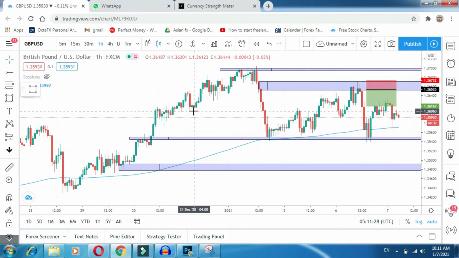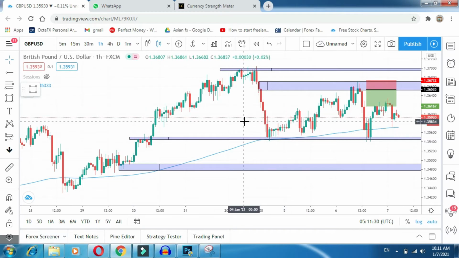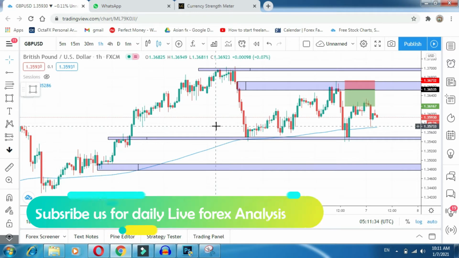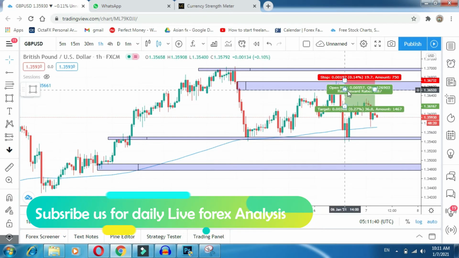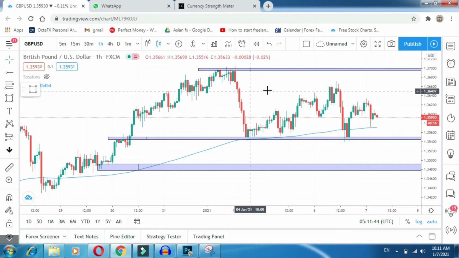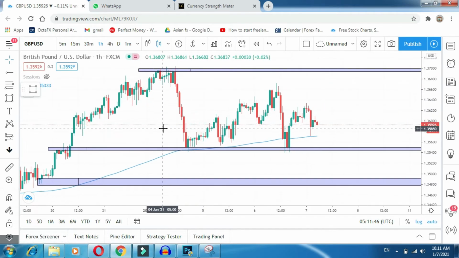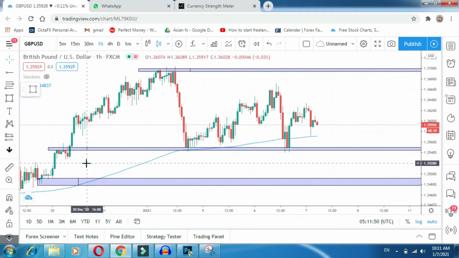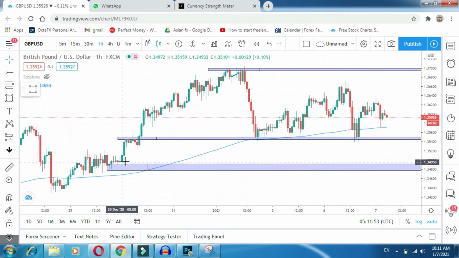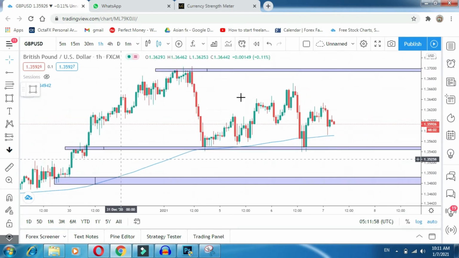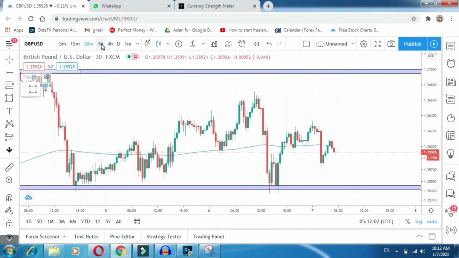These are our areas which we drew yesterday. So right now we are going to set these areas again. So first of all, we remove this area. Now you can see there is a resistance, there is a support level, and there is also a support level, and I'm going to consider this area as a demand area. So now we are going to do some analysis.